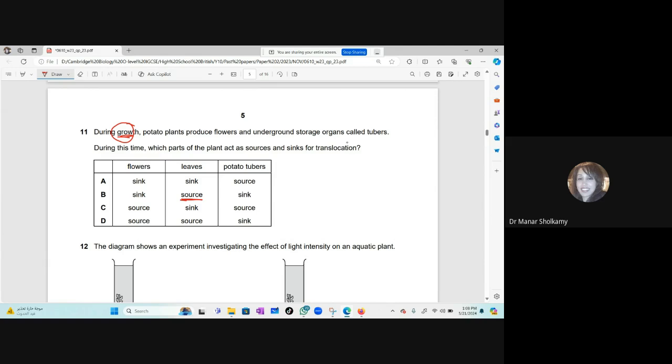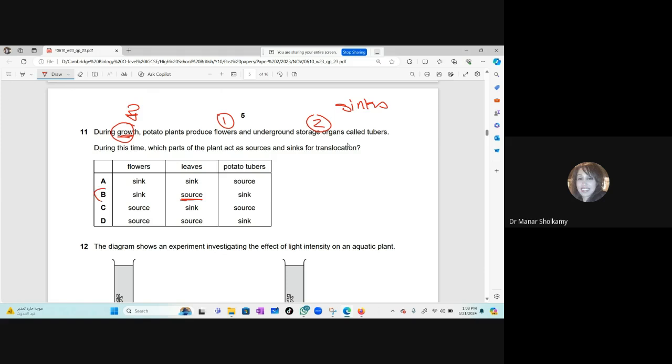Look, growth is happening. During the growth, what is being produced? Flowers are produced and underground storage organs. So we need energy to go to the flower and we need energy to go to the storage organs because they are being produced. So these two are sinks. Then something else has to be the source. The leaves have to be the source.